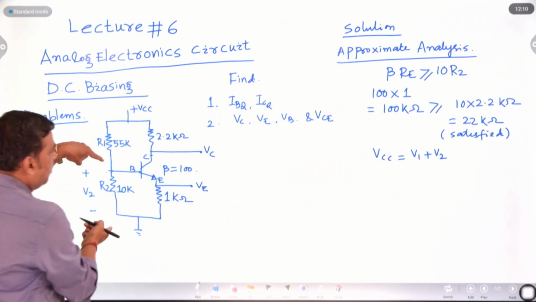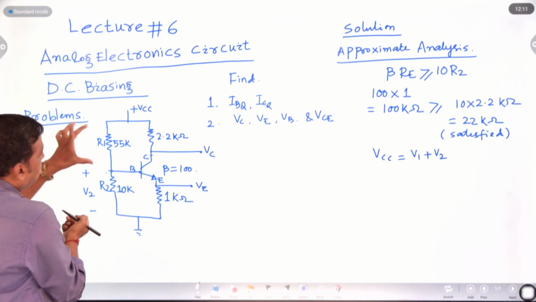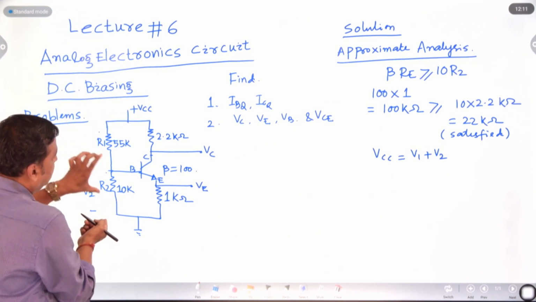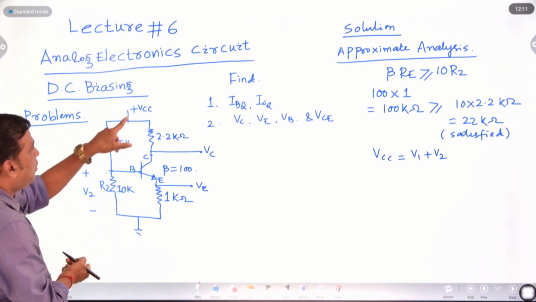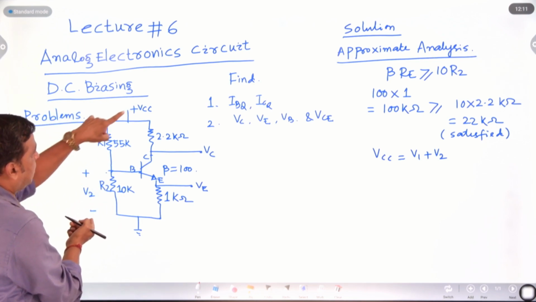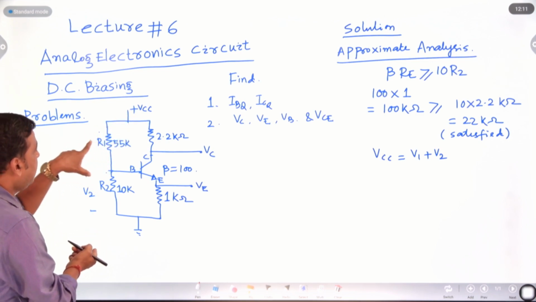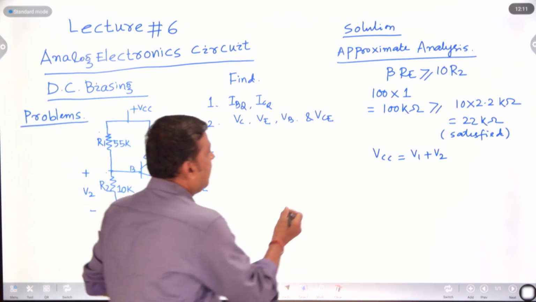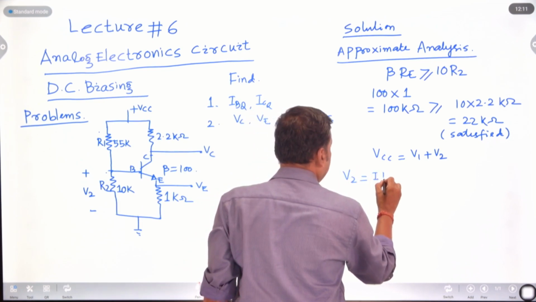And what is the V2 value here? The voltage across R1 plus the voltage across R2 is nothing but VCC. You can apply the voltage division rule, V2 equals VCC into R2 by R1 plus R2, or you may calculate the current. Current is total voltage VCC by R1 plus R2, I equals VCC by R1 plus R2. So V2 is I into R2.